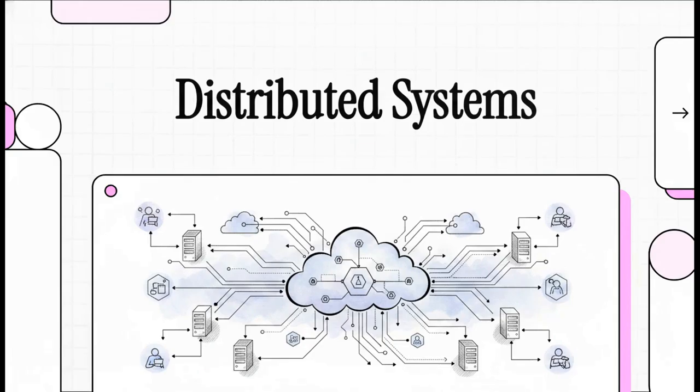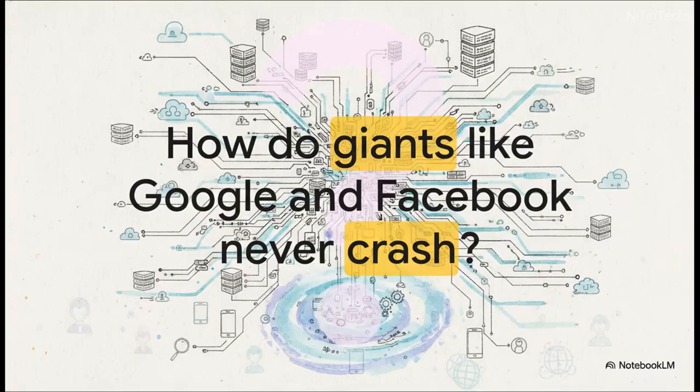Welcome to this explainer. Today, we are diving straight into the absolute invisible backbone of modern cloud computing, distributed systems. I mean, these things are incredibly complex, beautifully engineered, and yet they completely hide in plain sight every single day. So let's pull back the curtain and look at the immense hurdles that engineers have to clear to make massive scale possible. It really begs the question, how do giants like Google and Facebook never seem to crash?